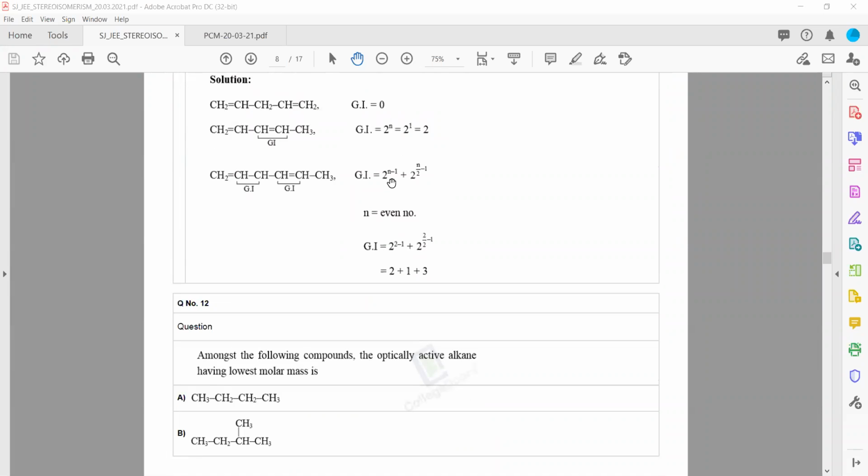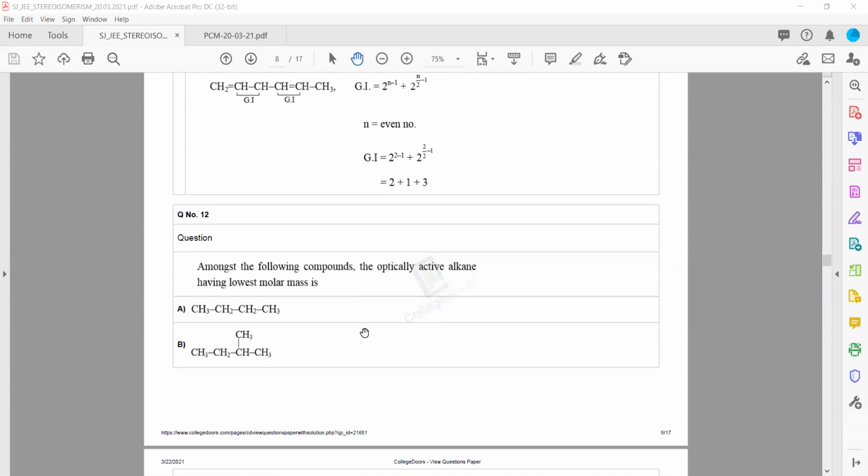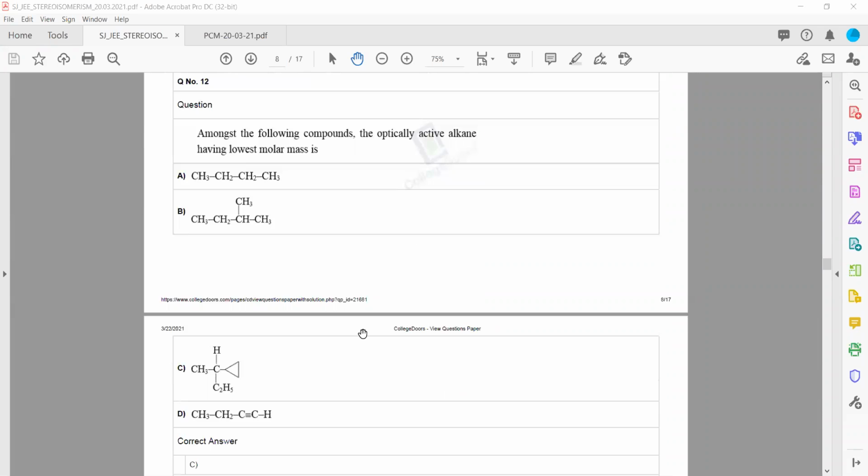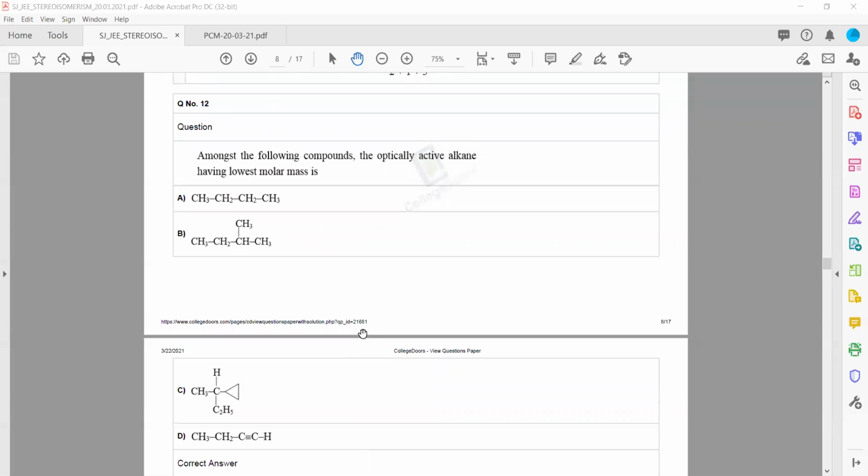Now here the formula which they have applied is different, but it gives you the same answer. Okay. Next. Amongst the following compounds, the optically active alkane having lowest molecular mass is. Optically active alkane with lowest molar mass.